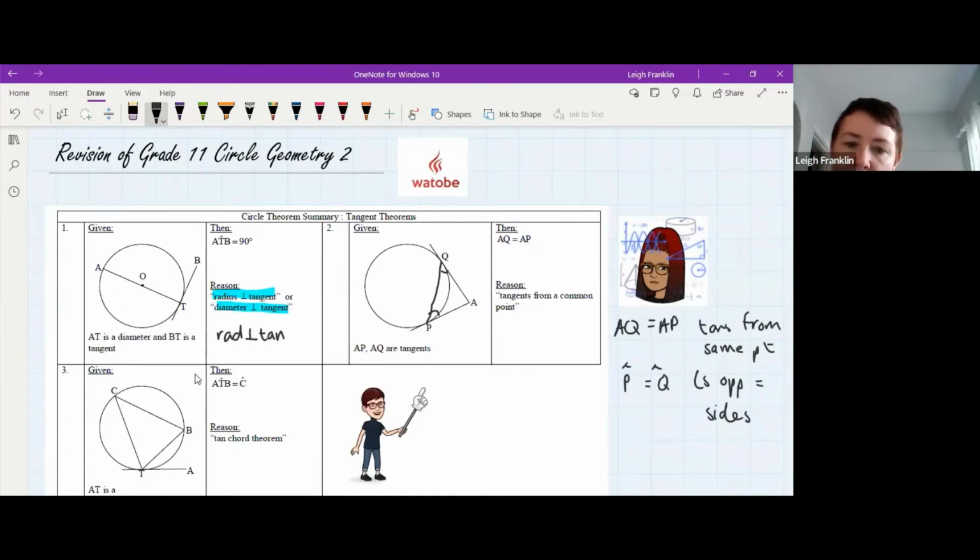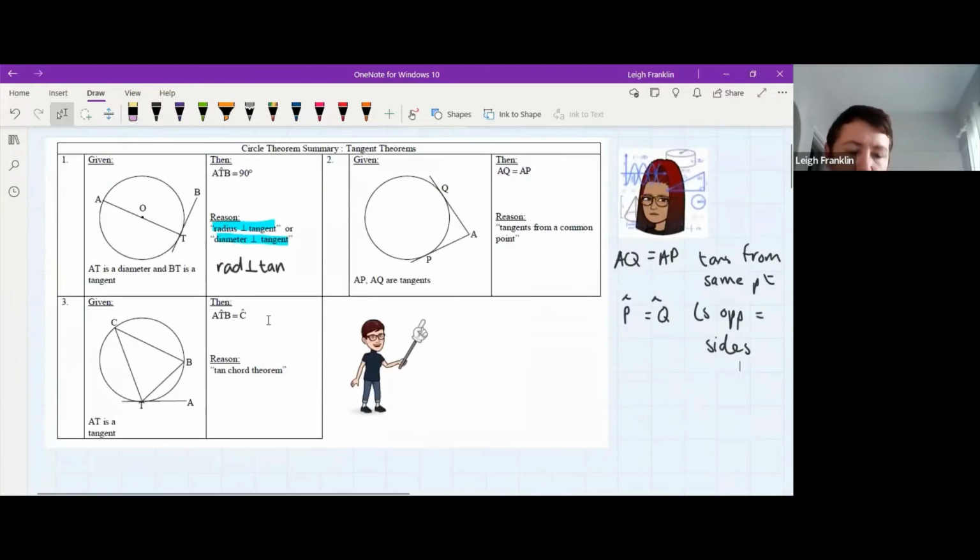Remember, triangle AQP is now isosceles. But we're not allowed to use the word isosceles as our reason. We've got to say angles opposite equal sides. So bear that in mind, Matrix, because that does come up fairly regularly when you've got tangents from the same point. And then the last one. Sorry, is there a question? Yeah, remember when you asked why the angles are equal? Is it wrong to say because angles from the same tangent are equal?